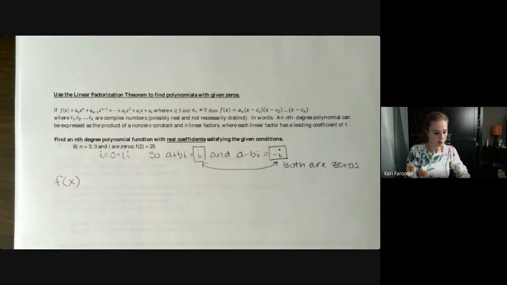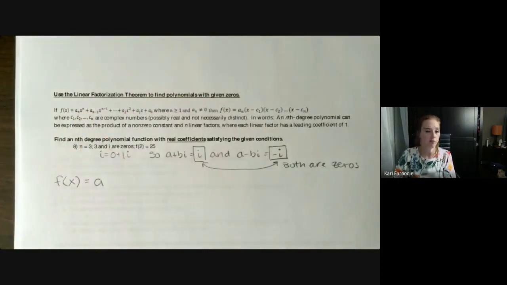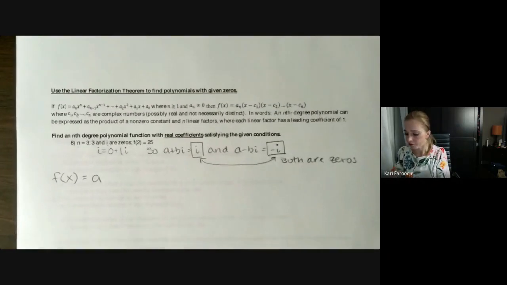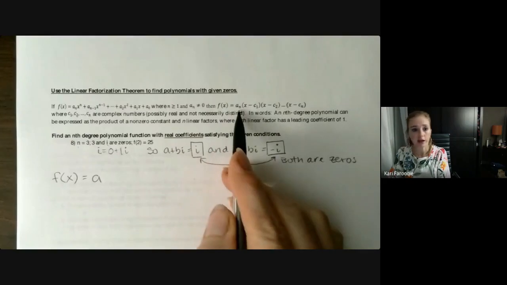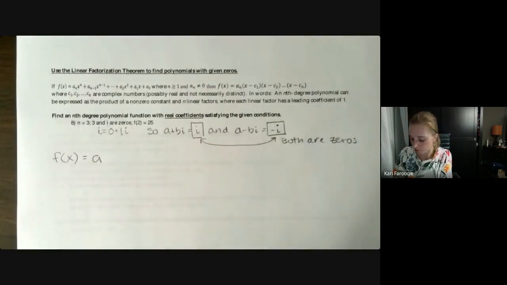One thing that people are most likely to miss in this problem is they forget to look for that a sub n. Now you can just call it a. It's just whatever your lead coefficient is eventually going to be, but it has to be there because we can't just assume that the lead coefficient is 1. And in this case, it very likely won't be. So start out by f of x equals a. You don't have to worry about a sub n. You could write that if you so desire.